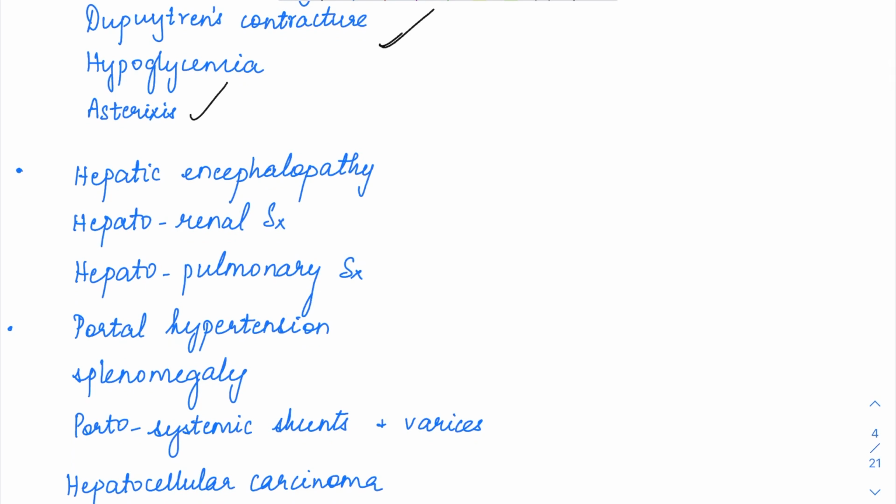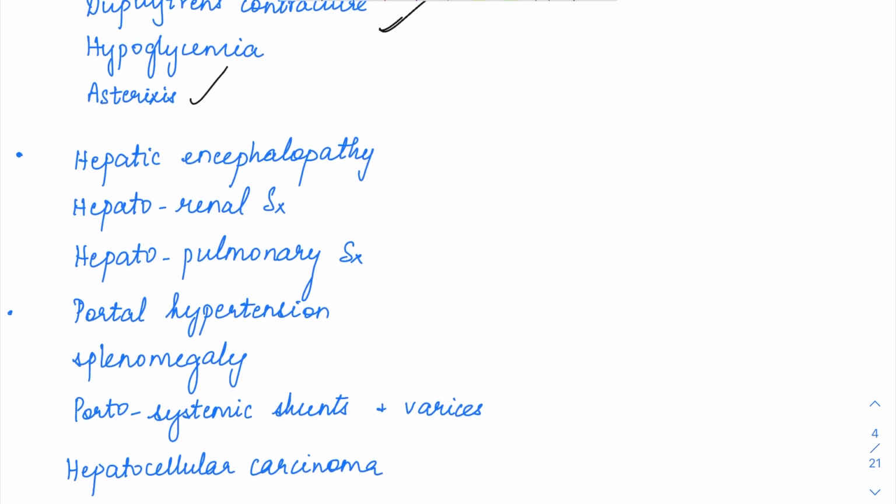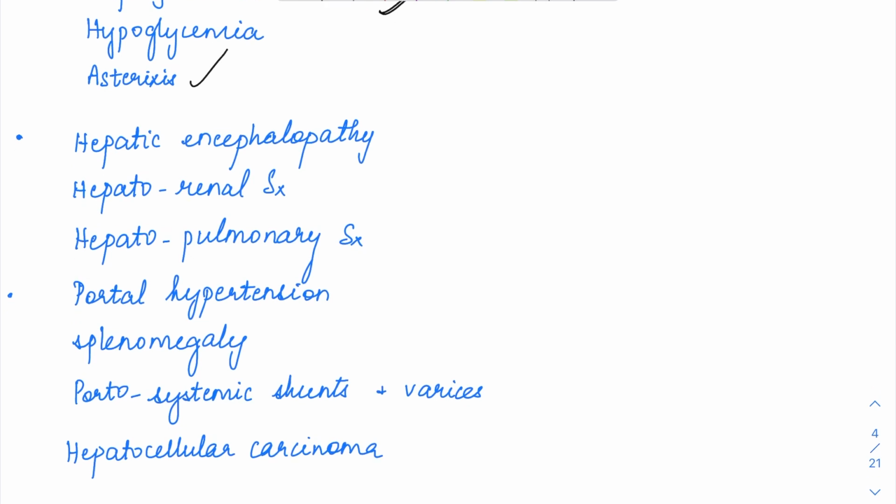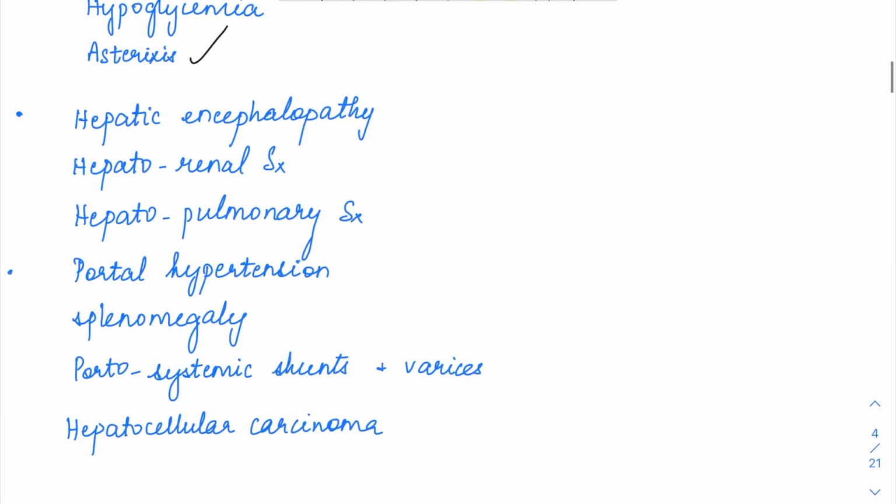Some of the complications of liver failure will be hepatic encephalopathy, hepatorenal syndrome and hepatopulmonary syndrome. In hepatic encephalopathy, you are going to have coma and confusion developing. Why? Because the protein waste in the body, which is usually metabolized by the liver and converted into urea, is not being handled. Ammonia, if not degraded or excreted properly, will accumulate, cross the blood-brain barrier, and can also lead to cerebral edema. All of this will result in hepatic encephalopathy.